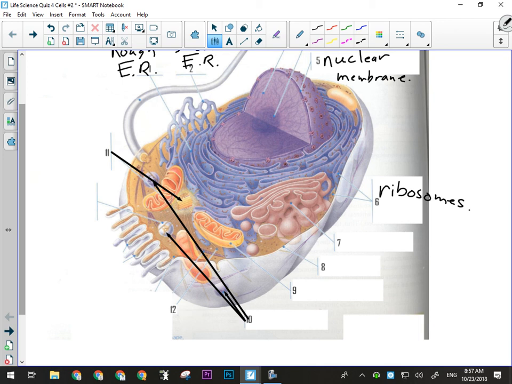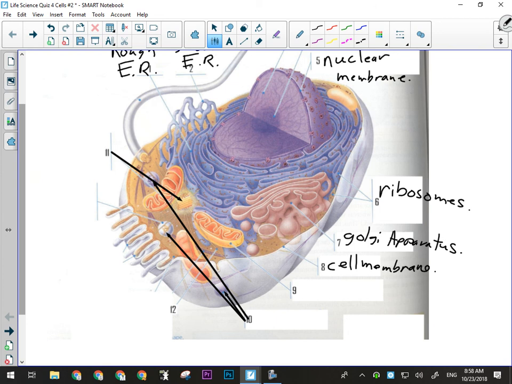All right, number 7 is our Golgi apparatus. Okay, and its job is the processing and or excretion of wastes. Number 8 is the cell membrane, endocytosis and exocytosis. They had to have that. I said that on the last quiz too. Makes protein.